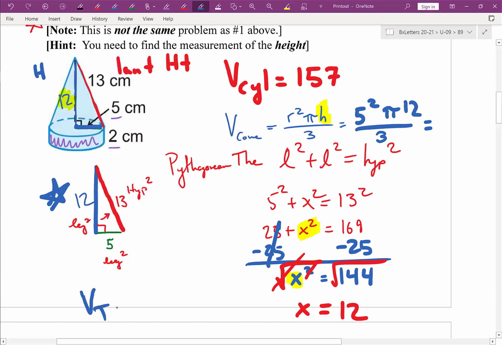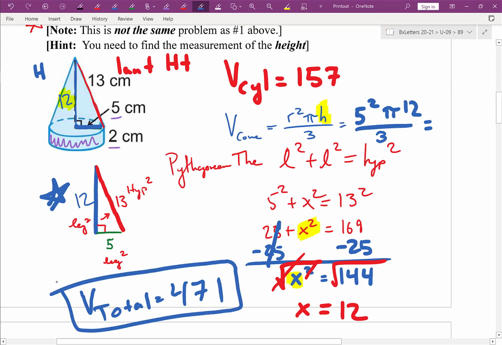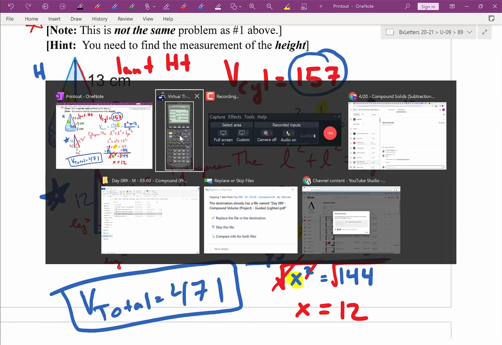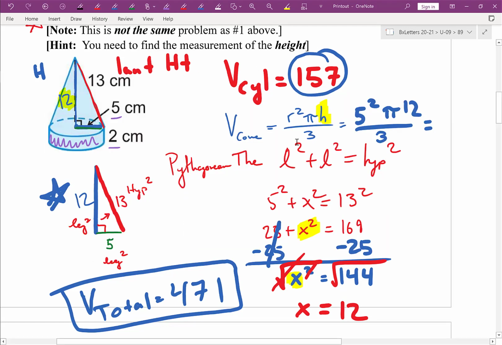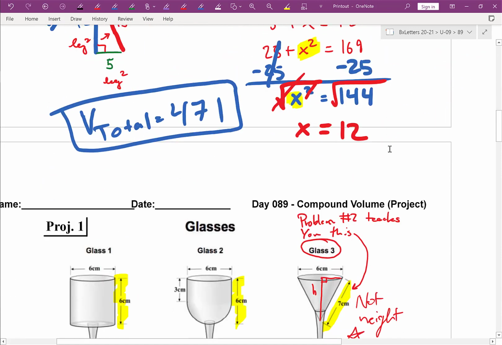The volume of the total is 471 because we are adding up this and that, 314 and 157. Sweet.